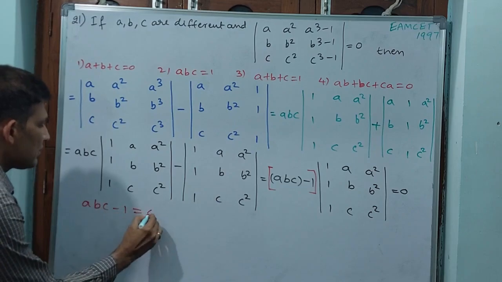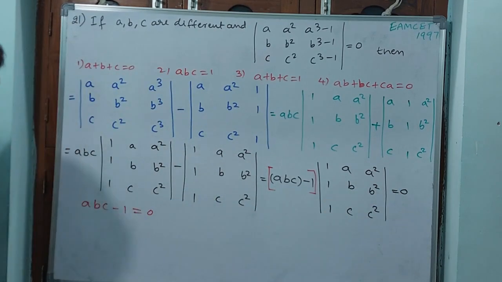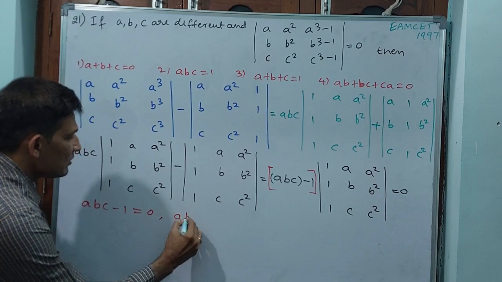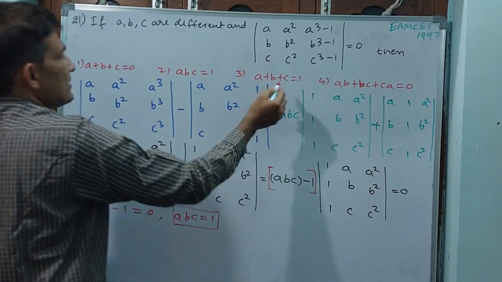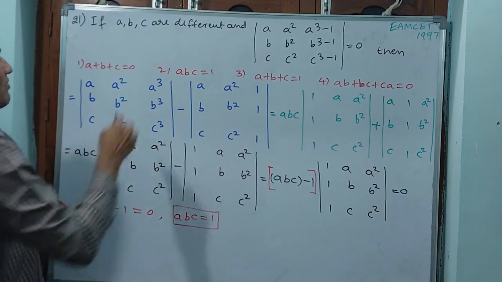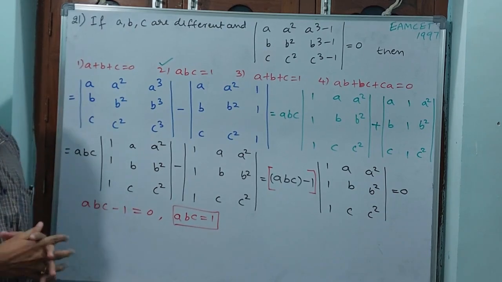ABC minus 1 equal to 0. Is it correct? Definitely correct. Why? Because you are going to divide this: 0 divided by that determinant is 0. Then what will happen? ABC is equal to 1. This result is there? Yes, it is there. You see, second result, ABC is equal to 1 is your answer. Okay? You understand this question?